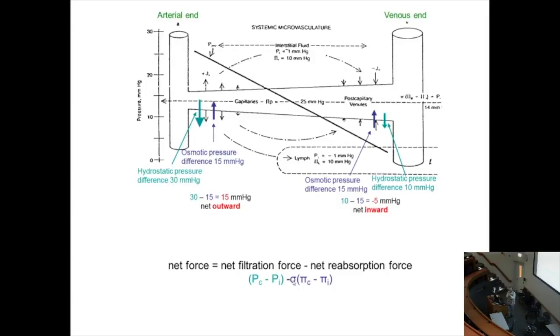Okay, overall, across the entire capillary, you get a slight favoring of outward, and that is where lymph comes from. You get slightly more pushed out than drawn in, and you get lymph. Okay? And a little bit of fluid accumulates in the interstitium. Okay?